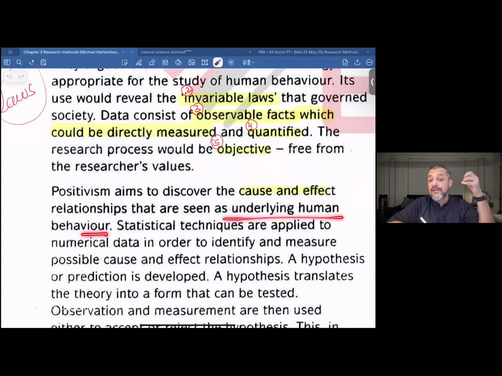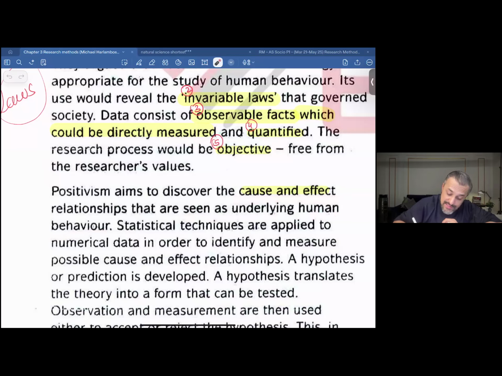Positivists aim to discover the cause and effect relationships that are seen as underlying human behavior. According to positivists, the way we're able to explain matter, the way we're able to explain certain scientific phenomena that are there around us, likewise, we would be in a position to explain human behavior as well. And we'd be able to explain human behavior by working it through cause and effect relationships.